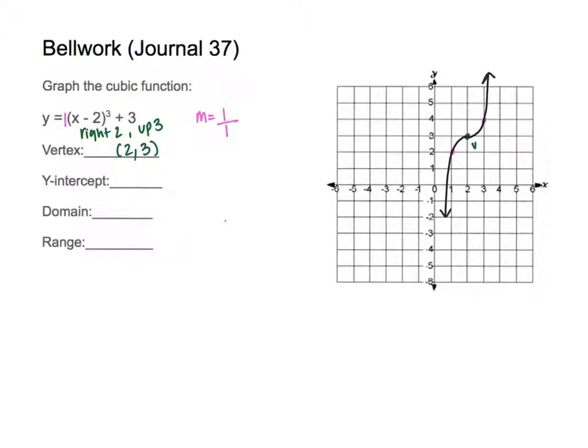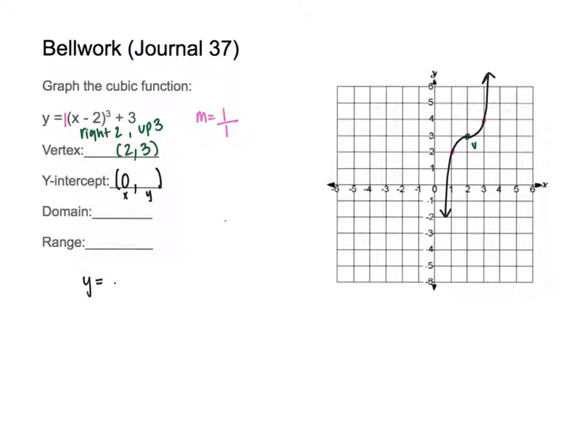We have our graph. Now we're going to find the other 3 components. Let's start with the y-intercept. Now, a y-intercept is just a coordinate, right? So for a y-intercept, the x value is always 0. Now we just have to find the y value. So let's do some math here.